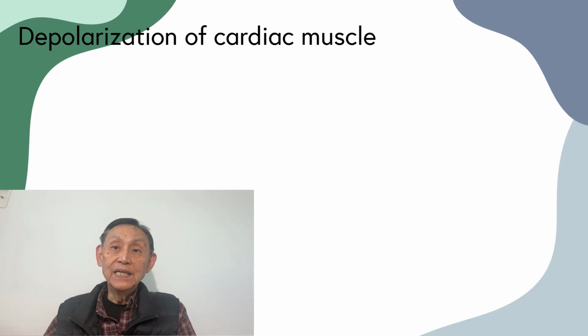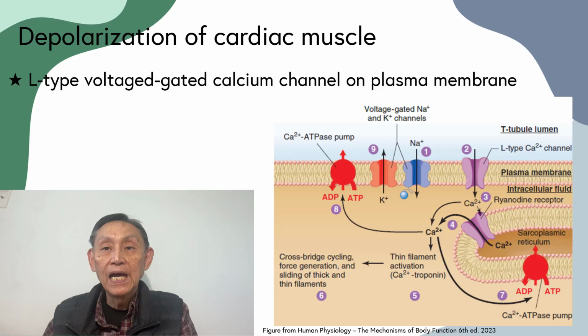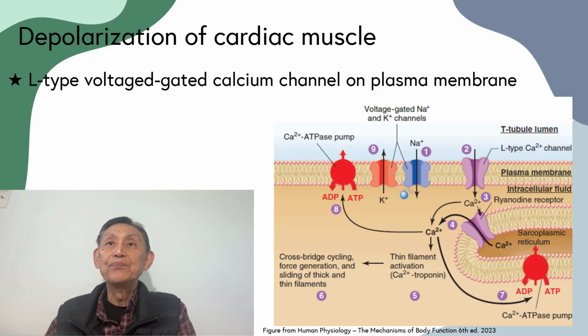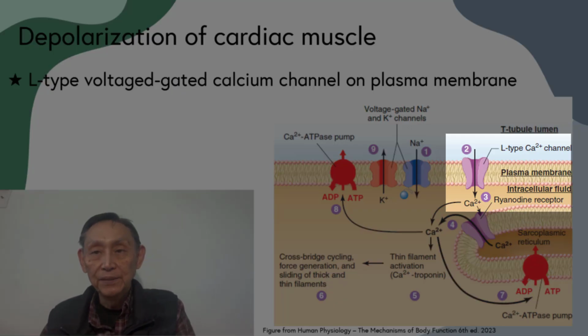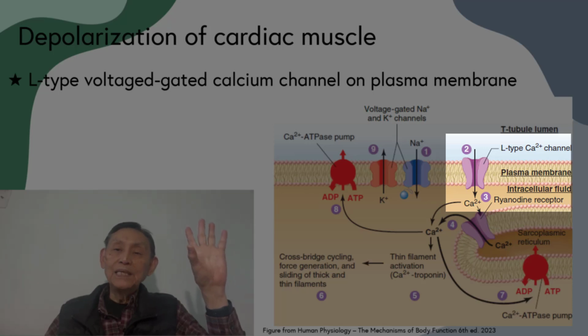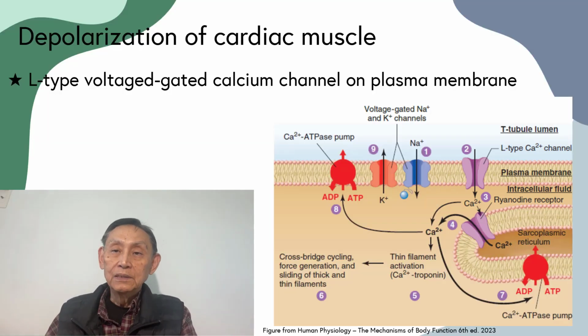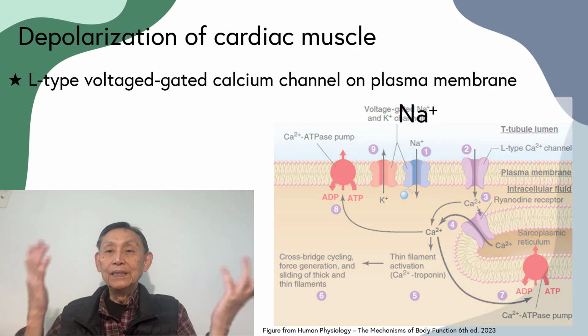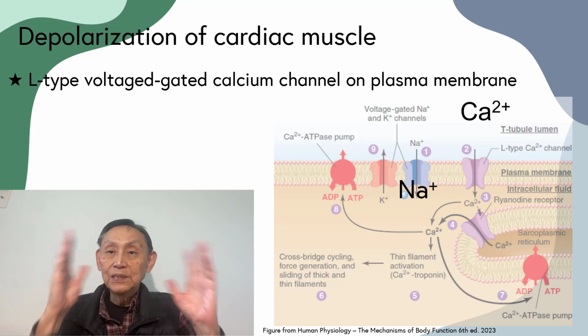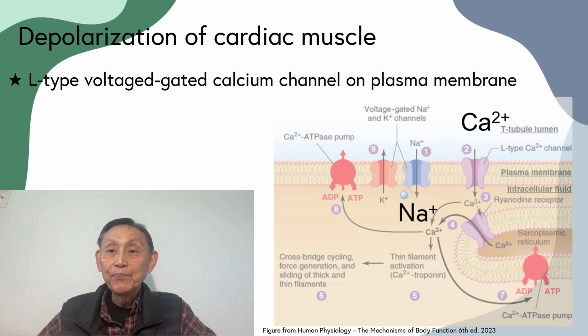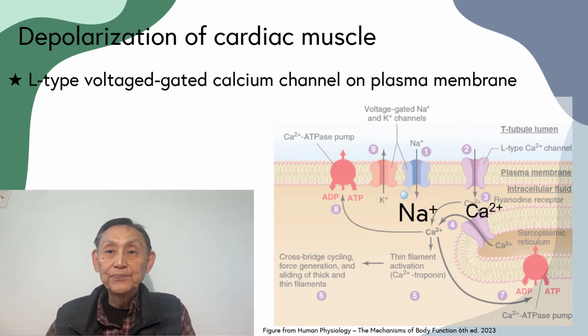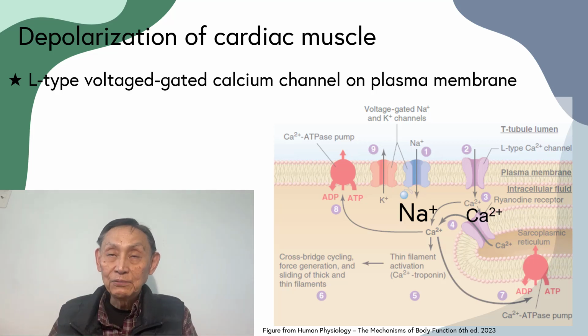But the difference is on the cell membrane of cardiac muscle, they have a specific type of voltage calcium channel called the L-type calcium channel. The depolarization of the heart muscle still depends on voltage-gated sodium channels. So when a depolarization comes on, the sodium channel opens, sodium flux in, the membrane becomes depolarized, and the muscle will start to contract, right?